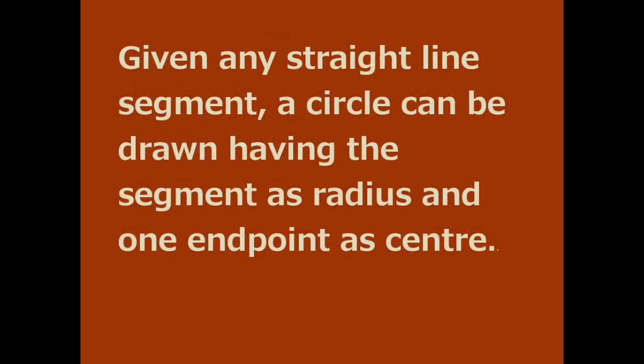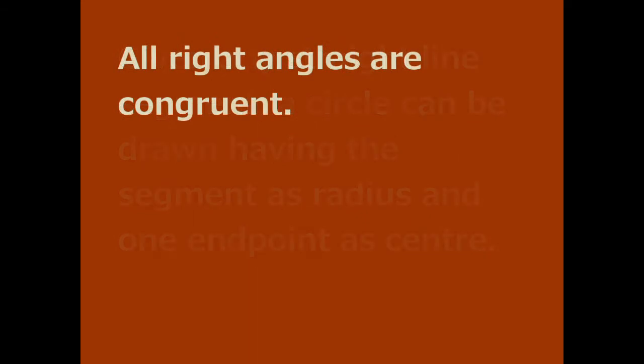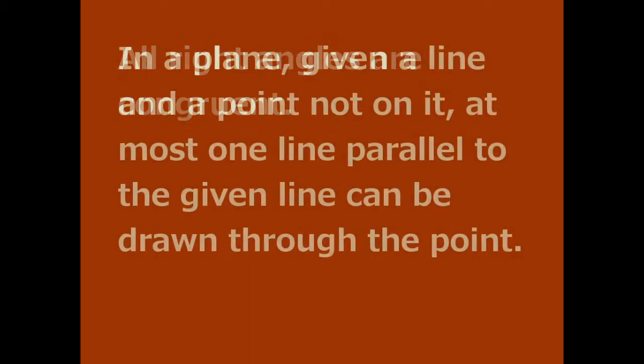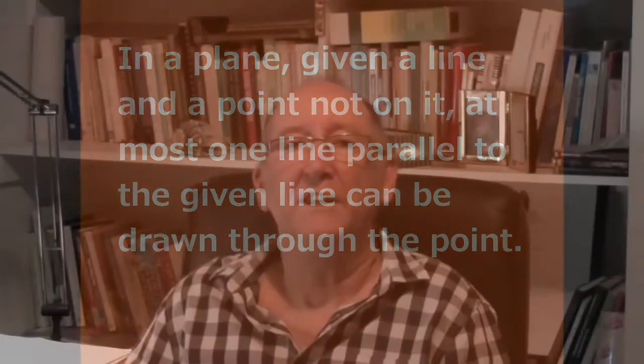Third, given any straight line segment, a circle can be drawn having the segment as radius and one endpoint as centre. Fourth, all right angles are congruent. Fifth, in a plane, given a line and a point not on it, at most one line parallel to the given line can be drawn through the point. The geometry of Euclid contained arguments, theorems and results based upon the foundation of those 5 axioms.